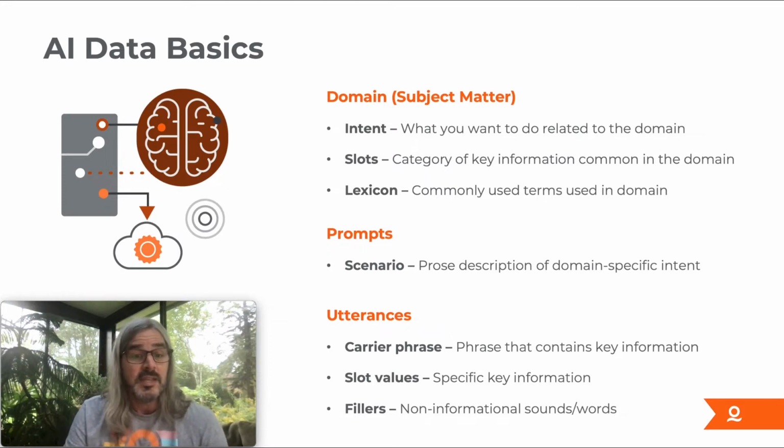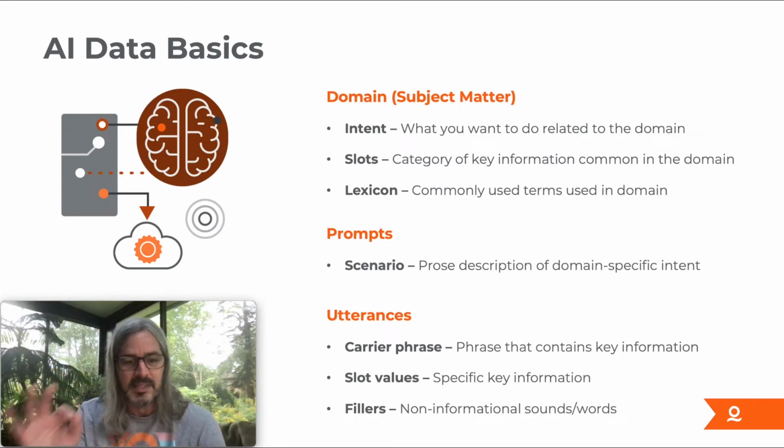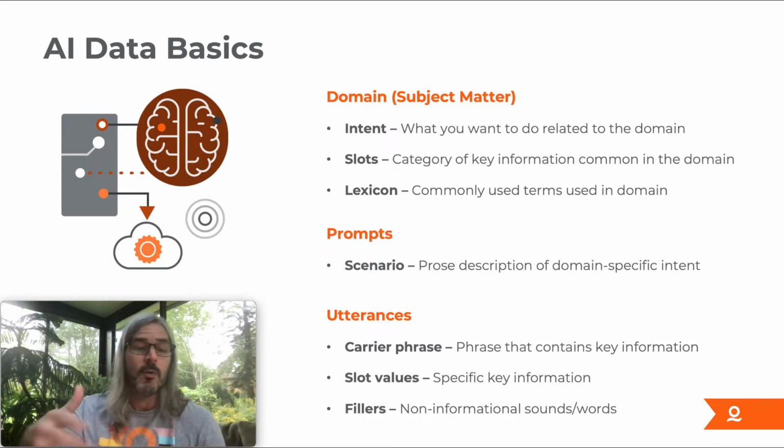Slot values is then what is inserted in these carrier phrases. You remember before we talked about slots, it's key types of information. The slot value is the information. So maybe the slot was account type, but in my utterance, I would actually include a specific thing like checking account. So to combine carrier phrase and slot value, I might say, I want to open a checking account.